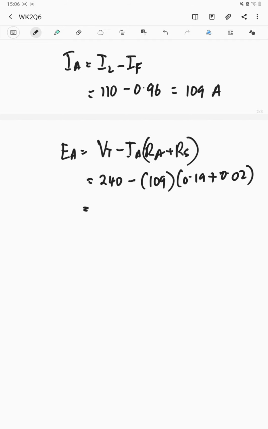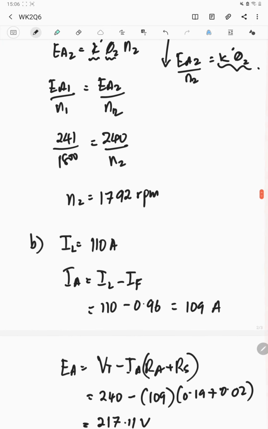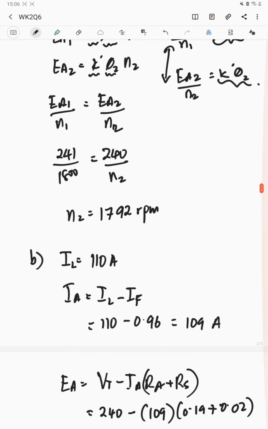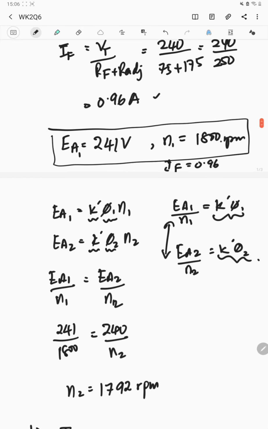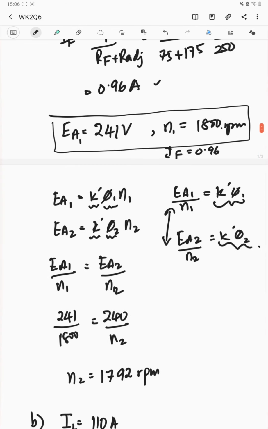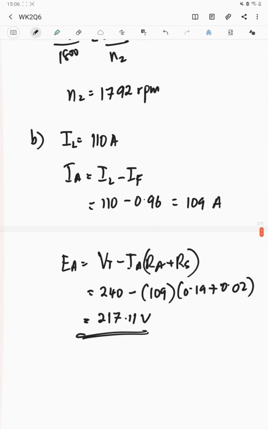So 240 minus 109 times 0.19 plus 0.02, and this will give you 217.11 volts. Okay, so this is EA when it is at full load. We actually have the reference already previously, because right now IF is still 0.96, so we can use the same reference that we have before, which is 241 and 1800 RPM.